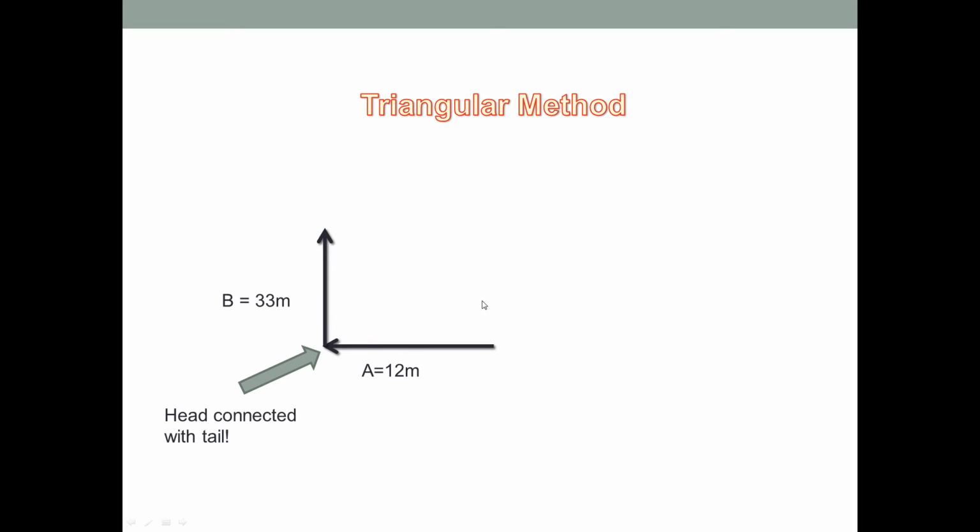the resultant vector A plus B is you actually draw a vector from the tail of A to the head of B, like following.